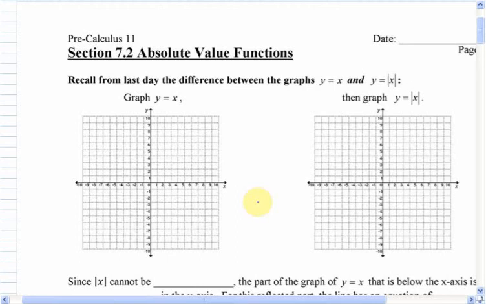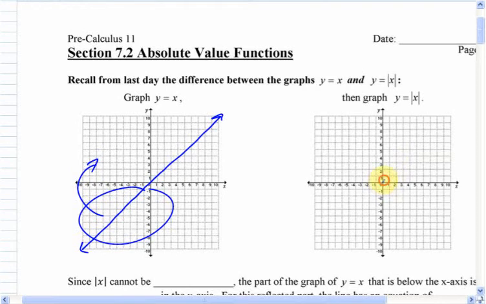Okay, ladies and gentlemen, I asked you to do this. What's y equals x look like? Straight. Hopefully you did a straight line that goes to the origin. Okay. And then from last day I said, well, what did we do when we did the absolute value? Remember, for the absolute value, we took everything that was negative, and what did we do to it? So we took this part and we reflected it up.